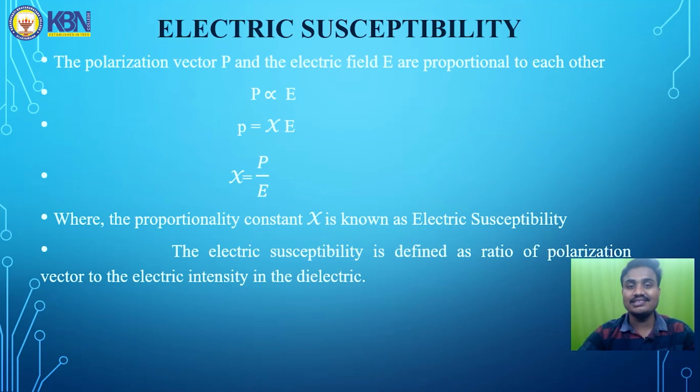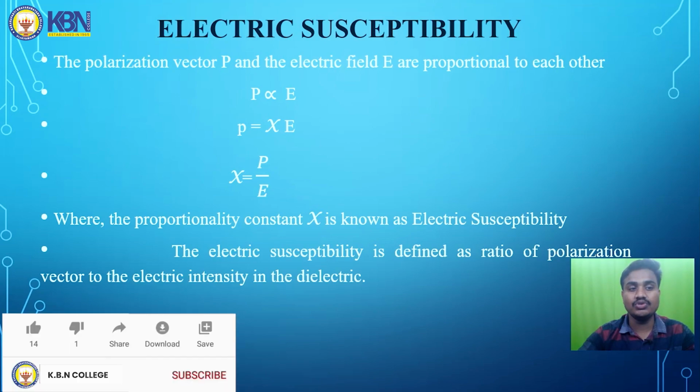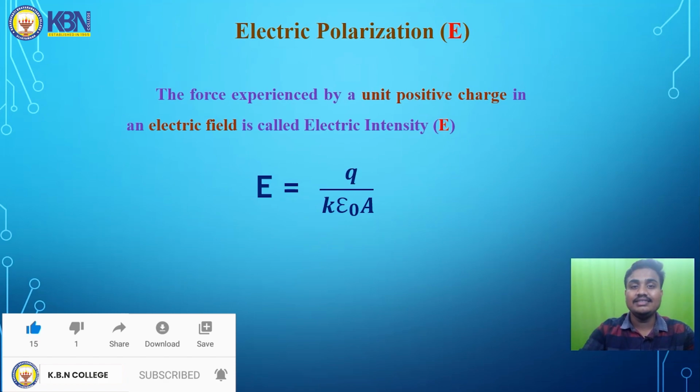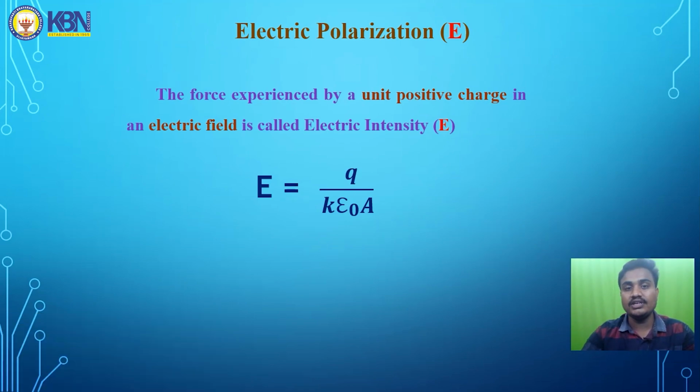So the electric susceptibility is defined as the ratio of the polarization vector to the electric field intensity E in the dielectric. Xi is equal to P by E. By using these two definitions, we are going to establish the relation between Xi and epsilon, or the dielectric constant and epsilon. The three important terms in dielectrics are D, E, P.